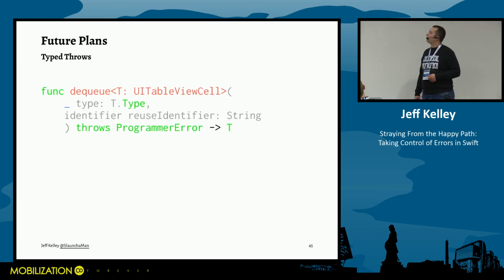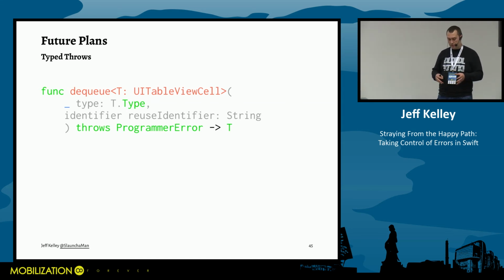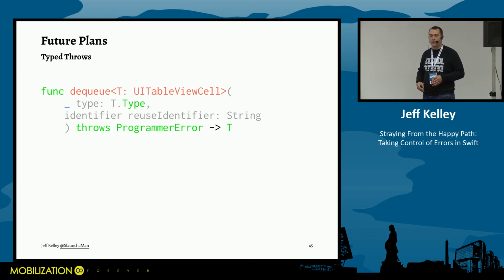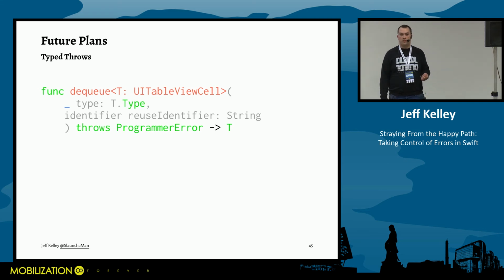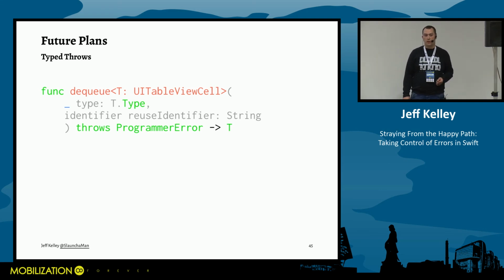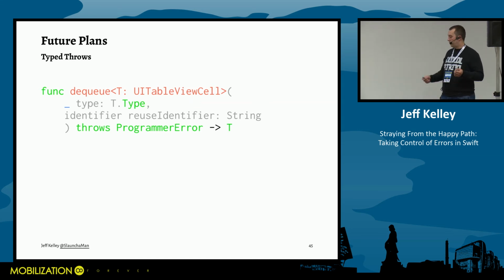OK, so that's pretty much where I am in the state of my error handling code today. But a lot of people on the Swift team have talked about typed throws. And this is something that I really hope makes it in the language soon. So I mentioned, I knew exactly which error my code was going to throw. I knew it was going to throw this exact programmer error. I could test it. I could verify that's how it behaves.